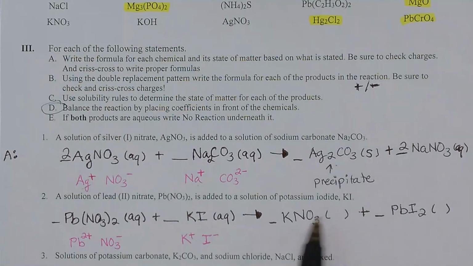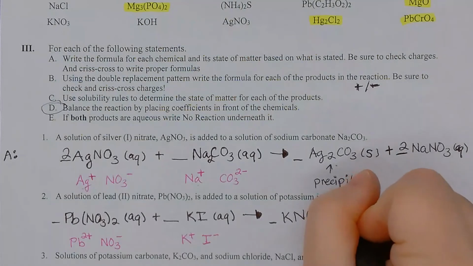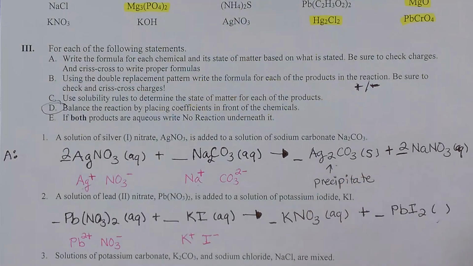So let's go ahead and determine if they're solid or aqueous. Potassium and nitrate are both on our list, making this aqueous. Lead and iodine, neither are on our list, so that's going to be our solid. That, again, is our precipitate. Okay, the solid formed from the chemical reaction.